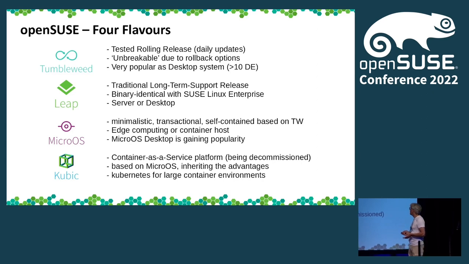And then we have, of course, Leap, our traditional long-term support release, which inherits the packages in between from SUSE Linux Enterprise. Quite popular as server and desktop. MicroOS is one of the new kids on the block. It's a minimalistic transactional system that keeps itself up to date. And since lately, we have an additional version coming from Leap, MicroOS Leap. And the last one, Cubic, built on MicroOS as well, coming already with Kubernetes for large container deployments, but I just learned from the maintainer that this is being decommissioned as a separate distribution.